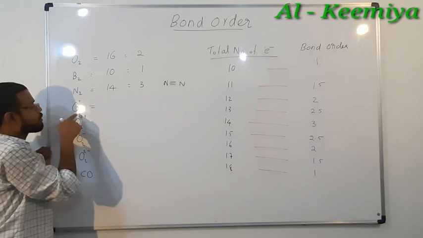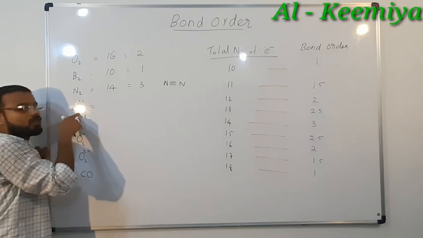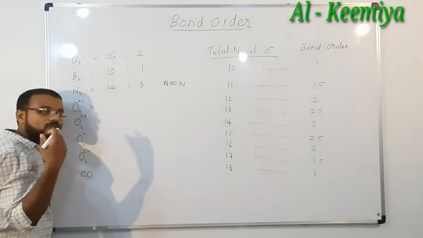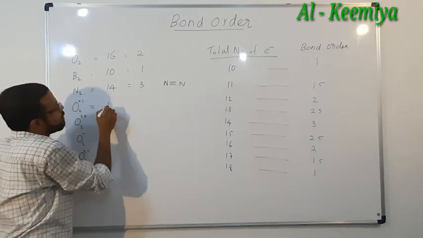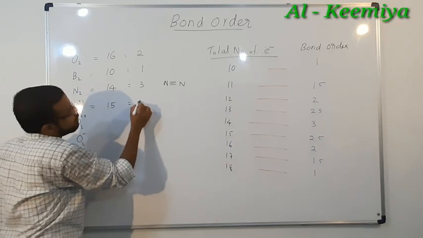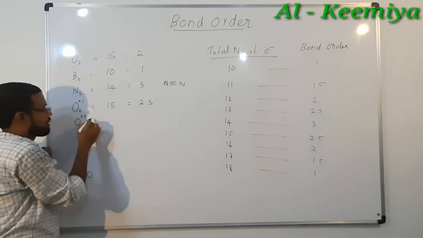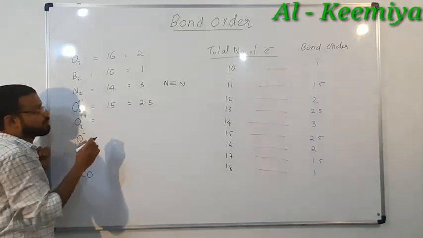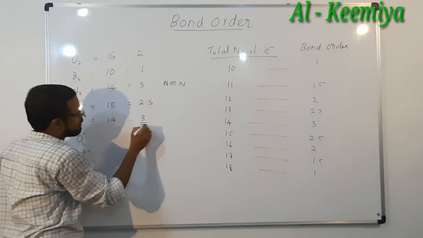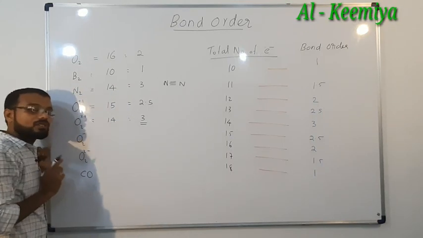Now in case of O2 plus, oxygen has 16, then plus 1 means 1 electron is removed. So the total number of electrons is 15. Then 15 means bond order 2.5, partial triple bond. For O2 2 plus, 2 electrons are removed, so it is 14. With 14, bond order will be 3, that is O2 2 plus has a triple bond.